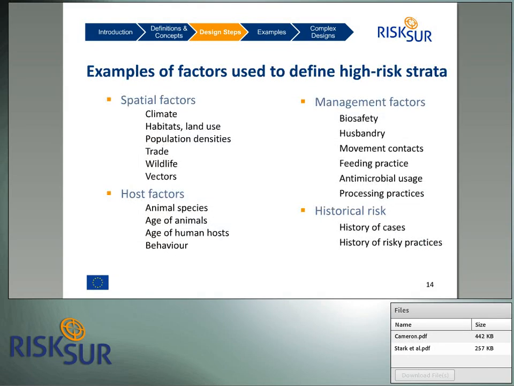Here are a few examples of risk factors that could be used to target specific population strata. Please note that this list is only for illustration and will not be complete. It will depend on the epidemiology of a hazard to determine which factors are relevant. Going through this list, try to think of examples of hazards where the factors would or would not be relevant.